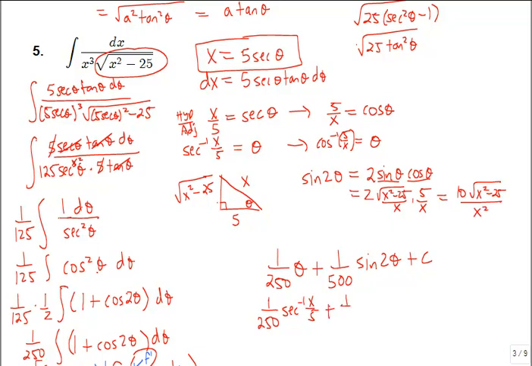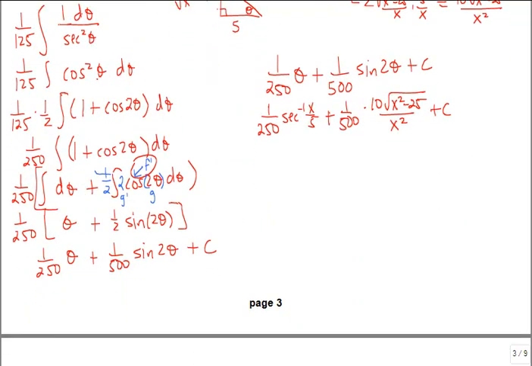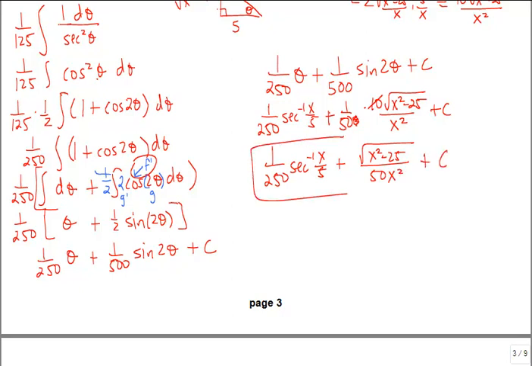So this becomes 1 over 500 times 10 square root of x squared minus 25 over x squared plus c. And if you want to cancel out here a little bit, you can reduce that 500 slightly and turn it into a 50. And actually, to clean it up even a little bit more, let's take that square root on the top. This is going to turn into a 50, and on the bottom I'll have that 50x squared plus c. And there's my final answer.